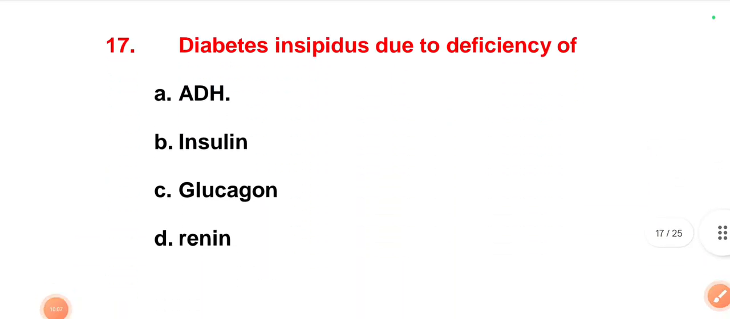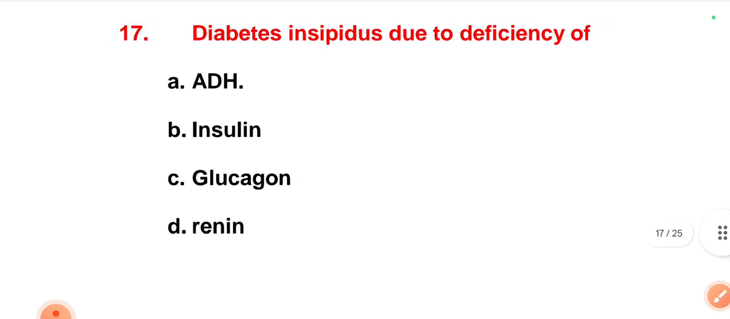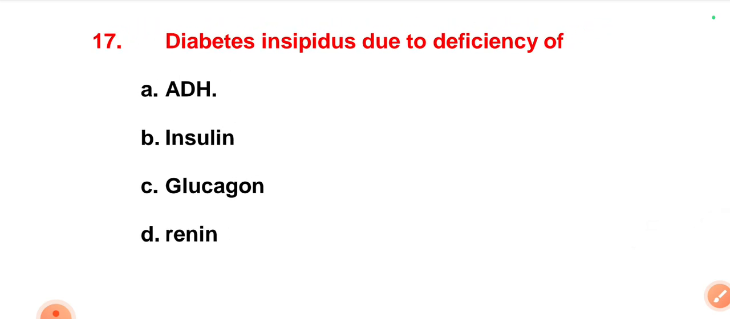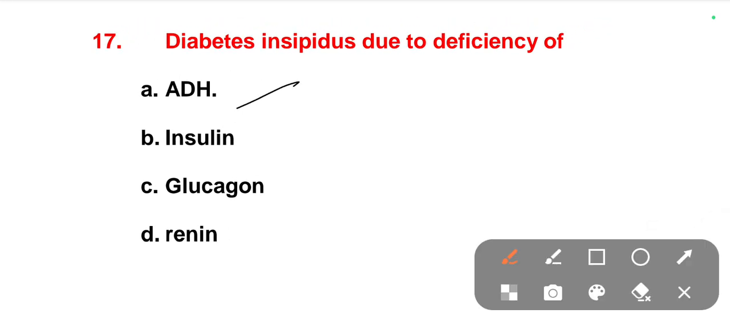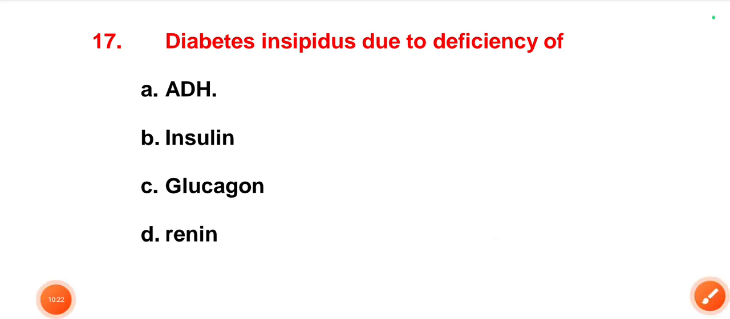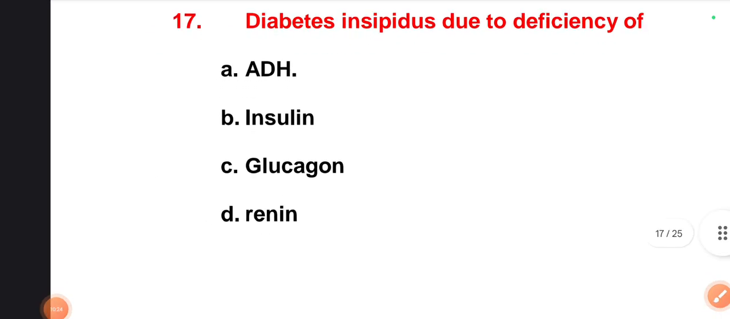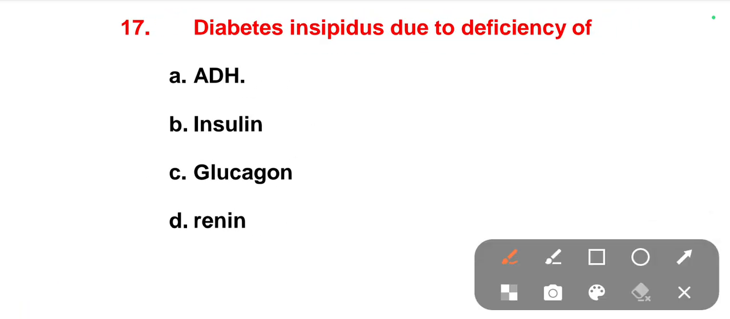The next one is diabetes insipidus due to deficiency of. Options are ADH, insulin, glucagon, renin. The right one is ADH. ADH is nothing but antidiuretic hormone. Due to the deficiency of ADH, the person can have diabetes insipidus.